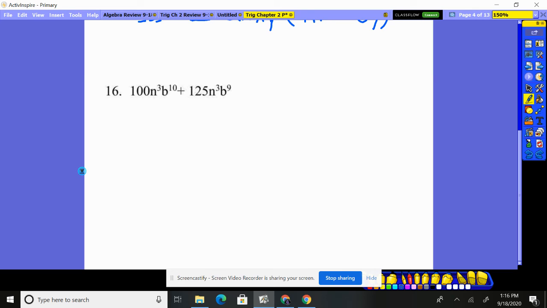100 and 125. What's the biggest number? Looks like a 25 to me. Okay. N cubed, so an n cubed can come out. B10, B9, so a b to the 9th power can come out. 25 times what gets you 100? 4. You've already pulled an n cubed out. You pulled 9 b's out, but you have 10, so there's one left behind.